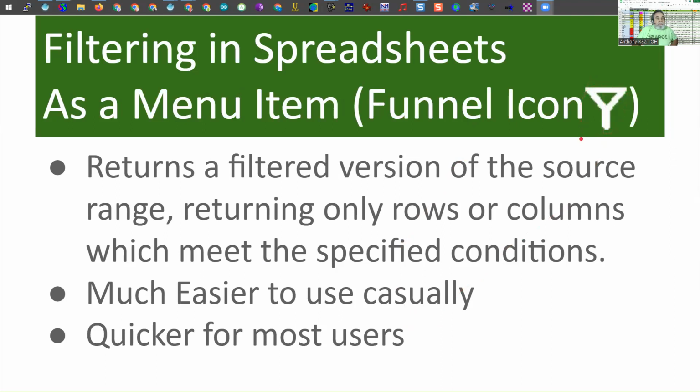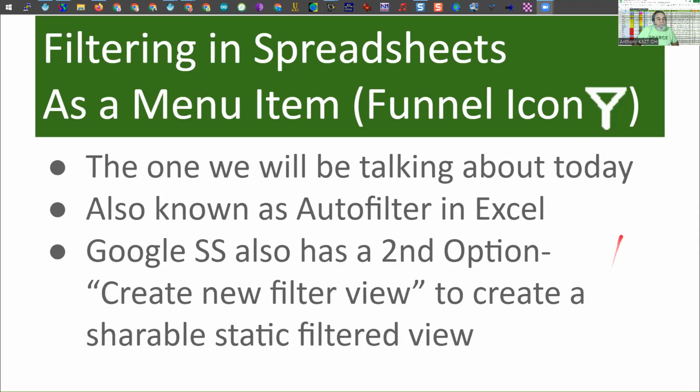The funnel icon is a way to do filtering in a spreadsheet. It's much easier to do than using the filter function. It returns a filtered version of the source range, returning only rows or columns which meet the specified conditions. So it's the same type of information you get, but it's much easier to use. It's also quicker for most users. This is the tool we'll be talking about today. It's known as auto filter in Excel and filter or funnel in Google Sheets.